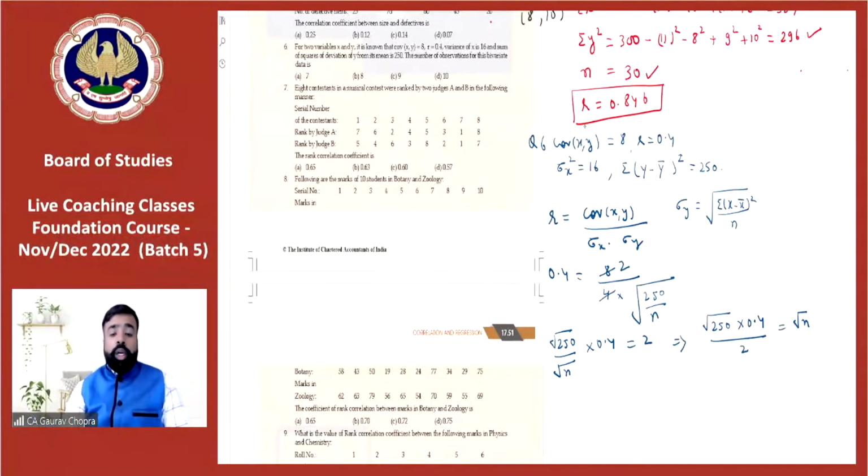So simply what we have done is substitute the values in the formula. R is equal to covariance upon sigma x into sigma y. R was given in the question, covariance was given, variance was given. So we have written sigma of x, and after that we have written sigma y. The formula for sigma y we applied. Now after applying this formula, you can do the cross multiplication and get the value of n. So all of you have given the answer: n is 10.